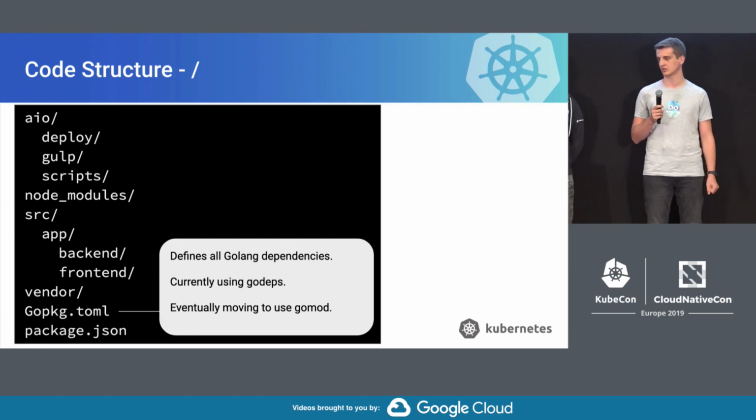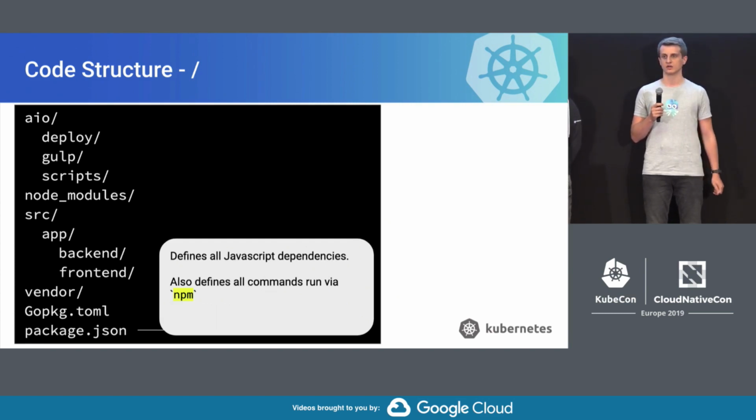And the next files are the Go package definition, which contains definitions for every dependency that we are using in the backend, and also package.json, where we are defining the dependencies that we are using in the frontend, and also scripts that we are using. So basically npm start, npm test, check, and stuff like that.